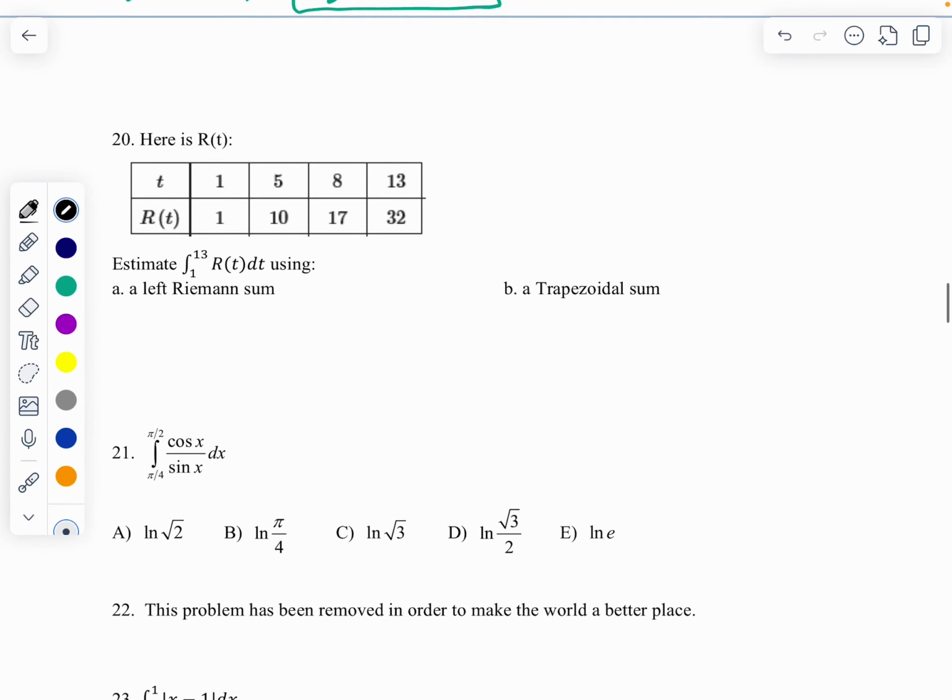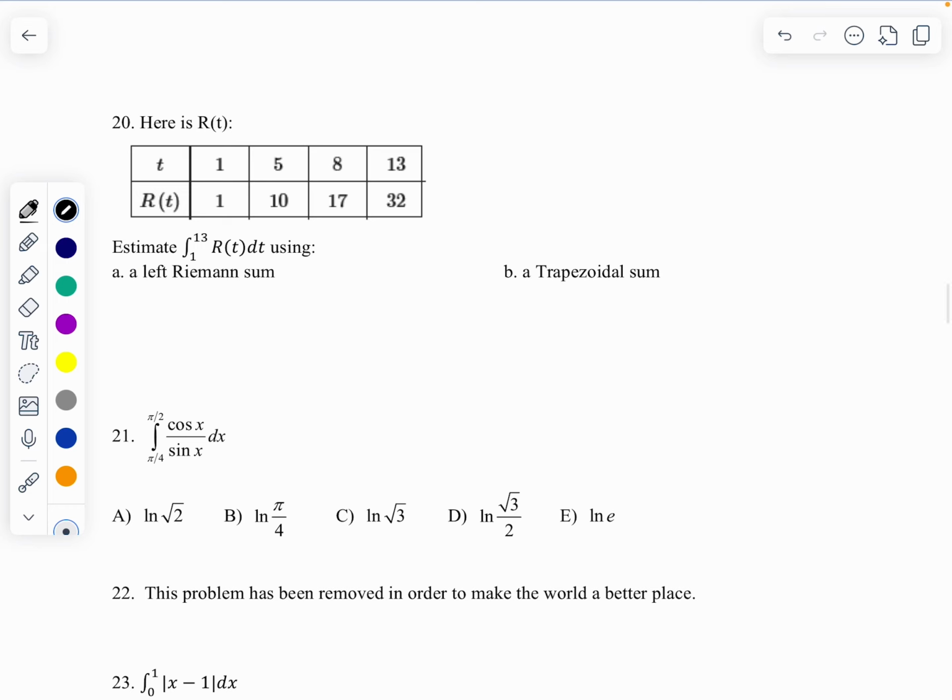All right, everyone. So here is page 5 of your Integral 2 review. Okay, so number 20 is just reviewing left Riemann sums and a trapezoidal sum. So the first thing we need to do is establish our intervals. So we're just going to look at the table here.